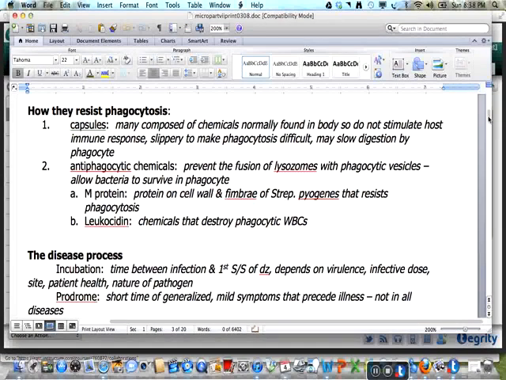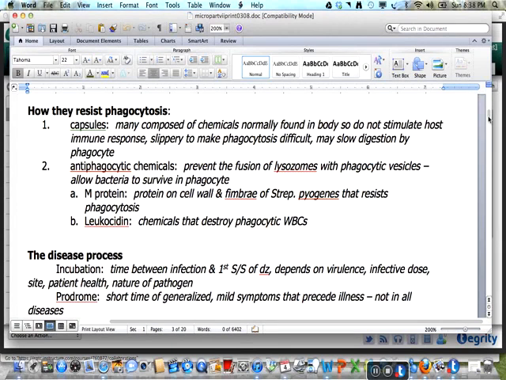Microbes can increase their virulence and combat host immune responses by resisting phagocytosis. One way is by forming a capsule. Many are composed of chemicals normally found in the body, so they do not stimulate the host immune responses. Capsules are slippery to make phagocytosis difficult and may slow digestion by the phagocyte.